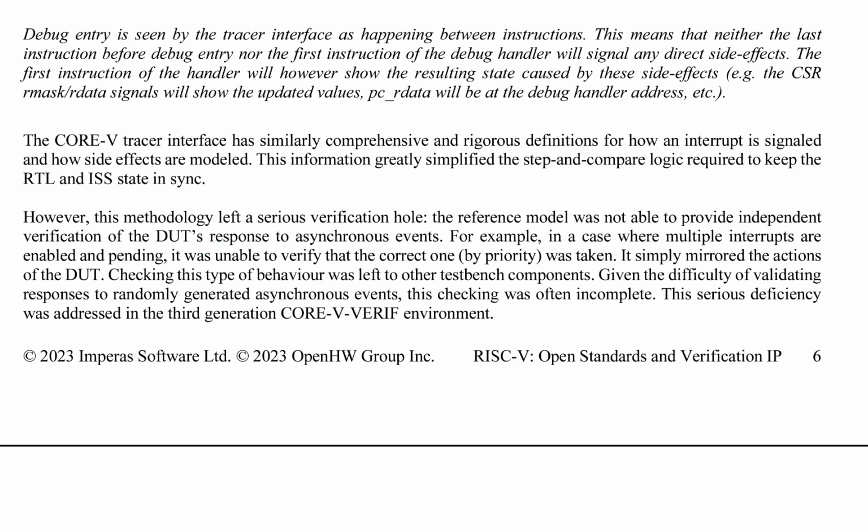The reference model was not able to provide independent verification of the DUT's response to asynchronous events. For example, in a case where multiple interrupts are enabled and pending, it was unable to verify that the correct one by priority was taken. It simply mirrored the actions of the DUT. Checking this type of behavior was left to other test components, given the difficulty of validating the responses to randomly generated asynchronous events, so this checking was often incomplete.